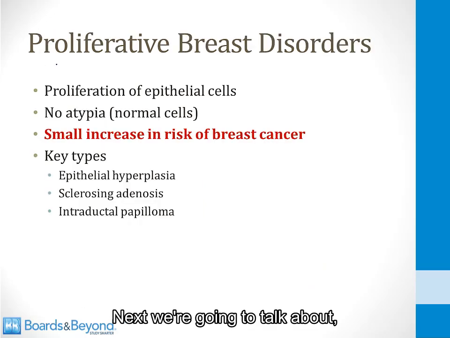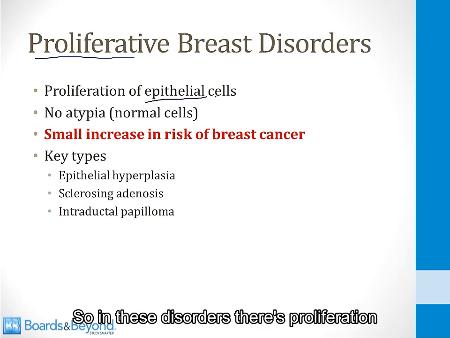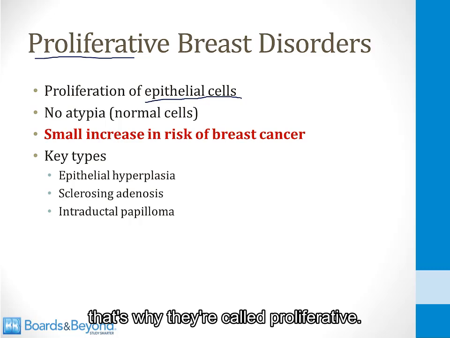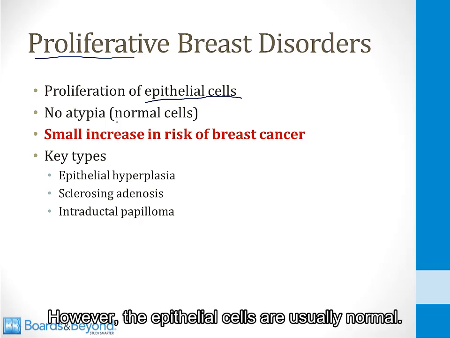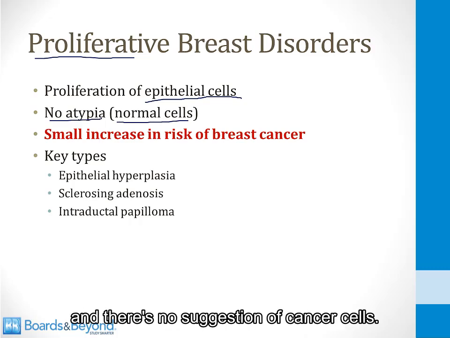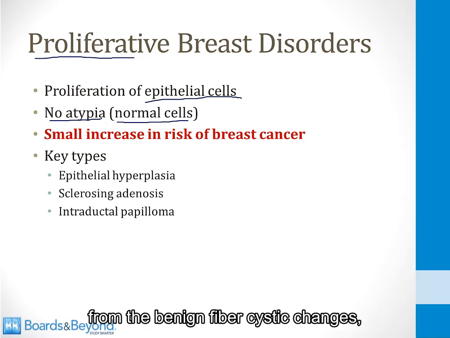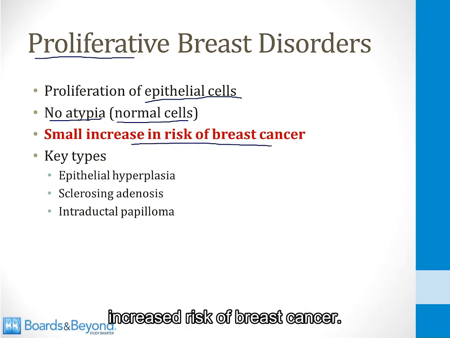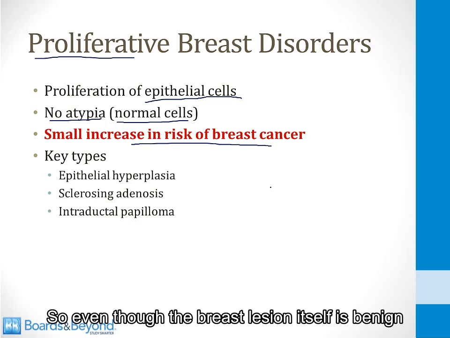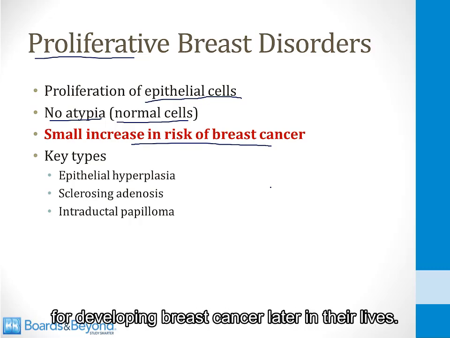Next, we're going to talk about proliferative breast disorders. So in these disorders, there's proliferation of epithelial cells. That's why they're called proliferative. However, the epithelial cells are usually normal. Under the microscope, there's no atypia, and there's no suggestion of cancer cells. What distinguishes these disorders from the benign fibrocystic changes is that these are associated with a small increased risk of breast cancer. So even though the breast lesion itself is benign and not pre-cancer, women who have one of these lesions are at slightly increased risk for developing breast cancer later in their lives.